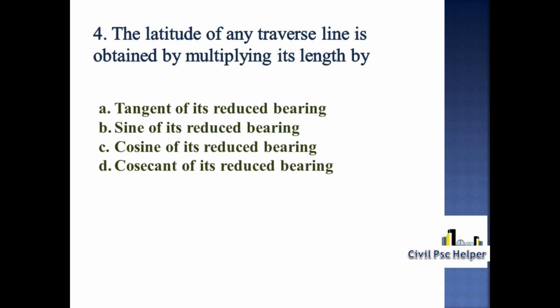Fourth question. The latitude of any traverse line is obtained by multiplying its length by option A tangent of its reduced bearing, option B sine of its reduced bearing, option C cosine of its reduced bearing, option D cosecant of its reduced bearing. The latitude of any traverse line is obtained by multiplying its length by cosine of its reduced bearing. Option C is correct.